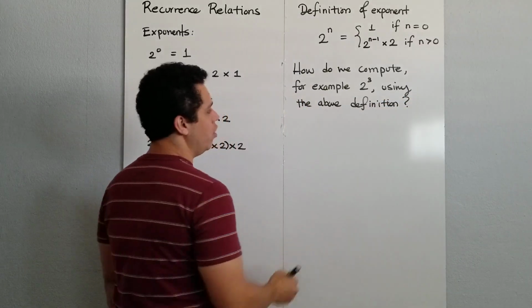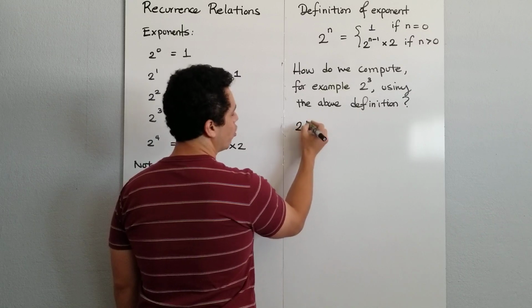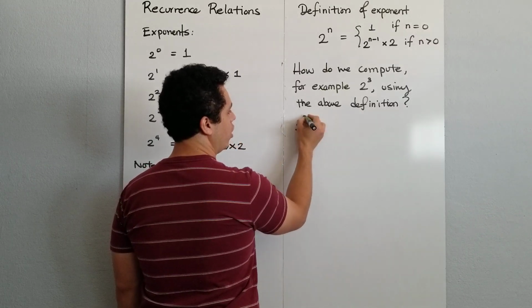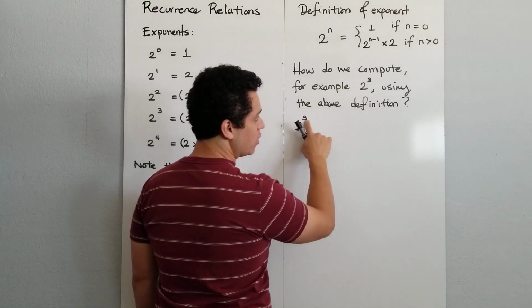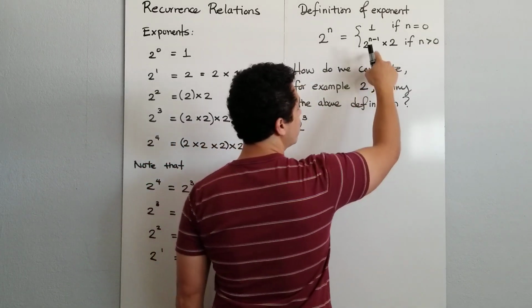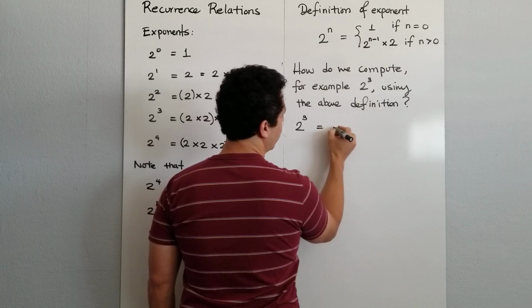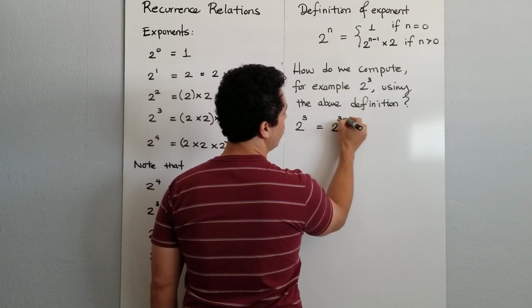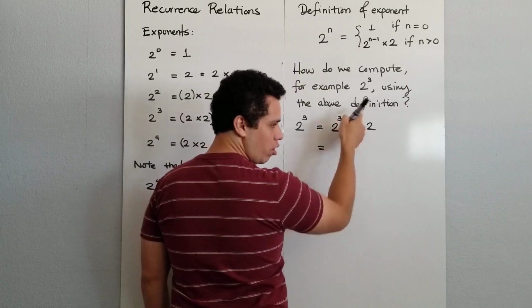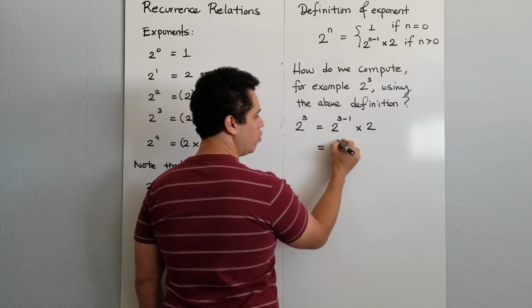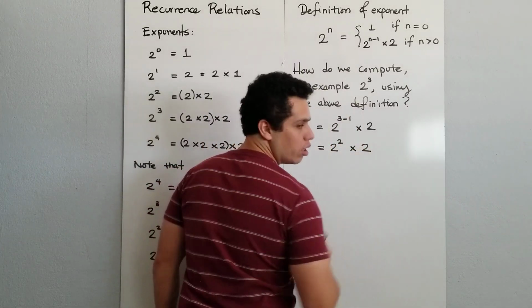Well, let's see. Let me write it. What is 2 to the power of 3? Well, according to the definition that I have here, I look at the exponent, and the exponent tells me, well, this must be 2 to the power of 3 minus 1 times 2. But now this in turn is 2 to the power of 2 times 2.